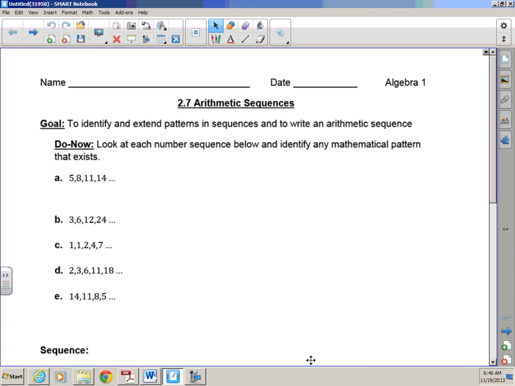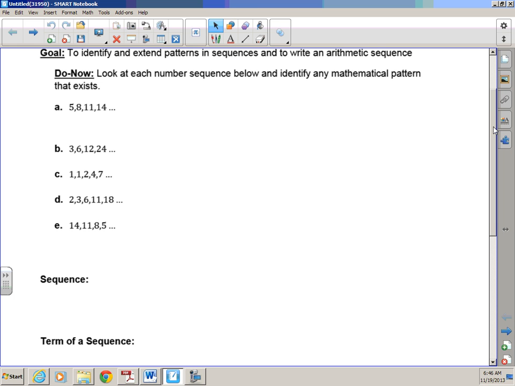What we're going to talk about today is patterns that exist in math and whether we can develop rules for such patterns, which is something we like to do quite often in math because rules allow us to figure things out, make generalizations, and other types of very useful strategies.